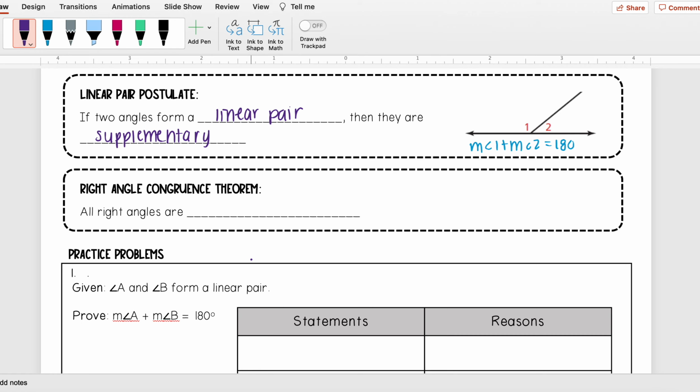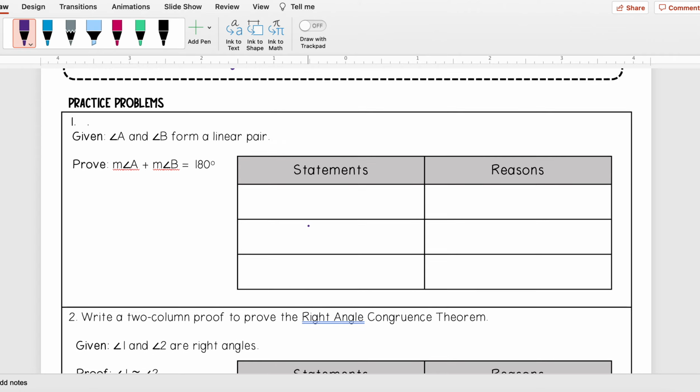And then we have the right angle congruence theorem. This is one that we will actually be proving, and that says that all right angles are congruent. Which, if you think about it, makes sense. Every right angle is 90 degrees. That means that every right angle is going to be congruent.